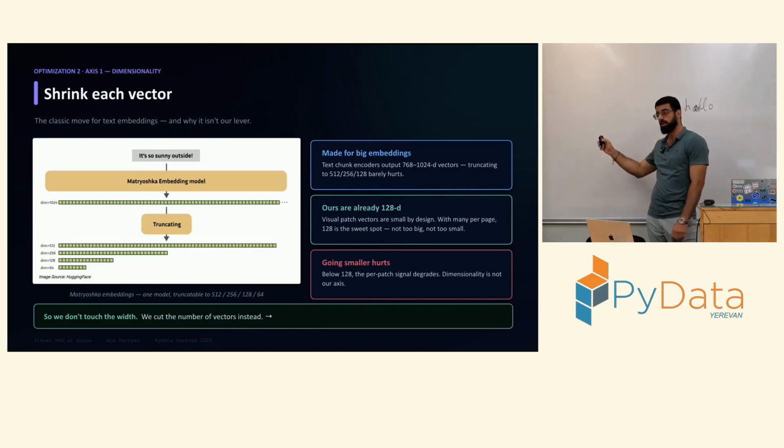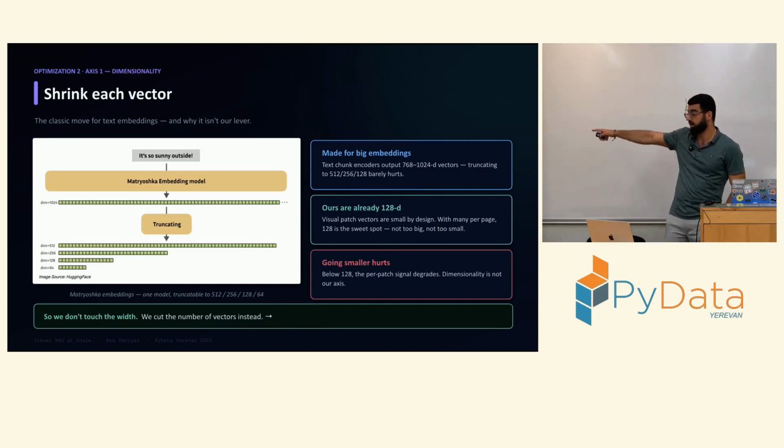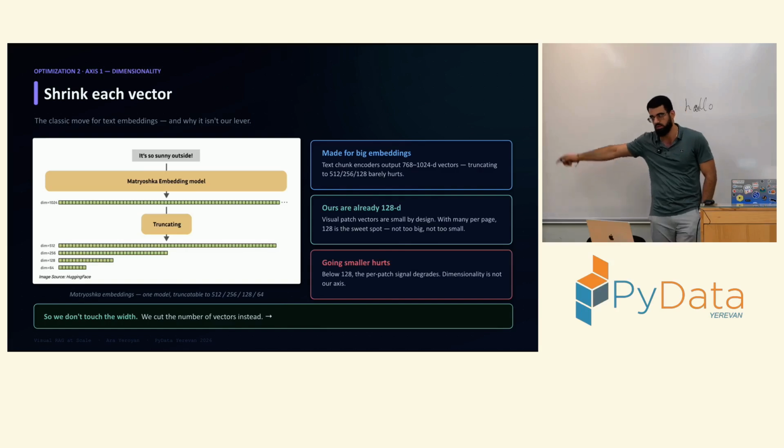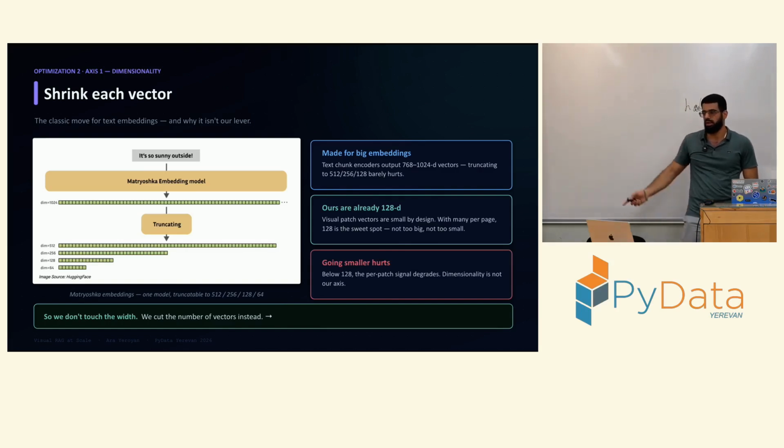This is called Matryoshka. I highly suggest you go and read their work. And if I'm not mistaken, it's currently used at OpenAI, in the GPT-5 series of models. In some cases, for their embedding models, they have Matryoshka under the hood.